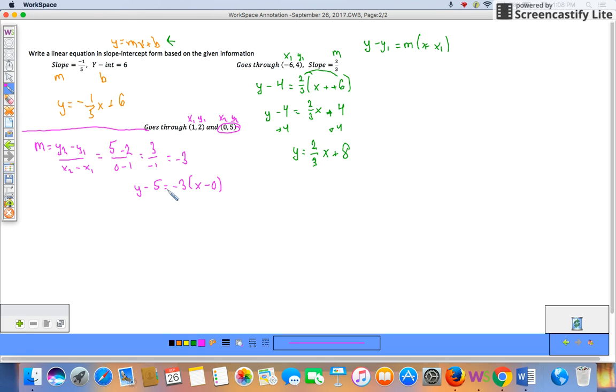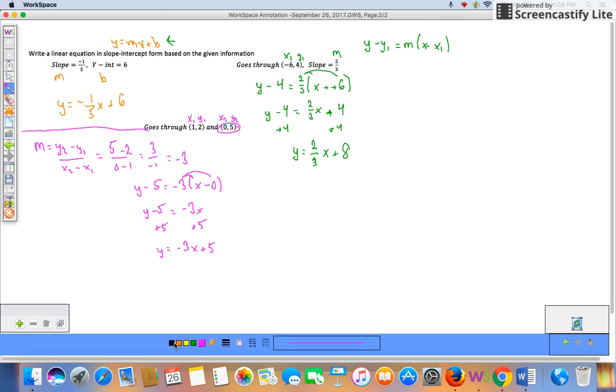Okay? Now, we don't have any minus and negative, so we don't have to worry about that. We'll leave this side alone again, so it'd be just y minus 5, and we'll distribute that negative 3. Negative 3 times x, we'll get negative 3x. Negative 3 times 0 is just 0, so we'll have nothing there. Okay, then we'll solve this for y. We'll add our 5, so I get y equals negative 3x plus 5. Okay, and there's our slope-intercept form.